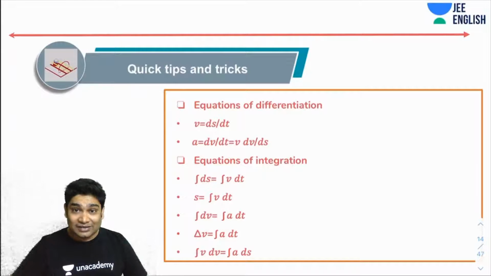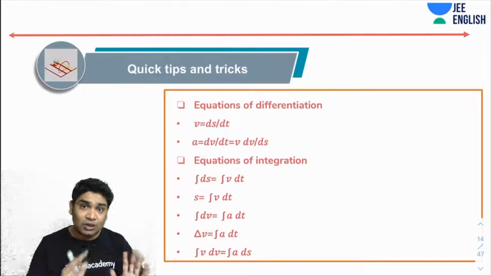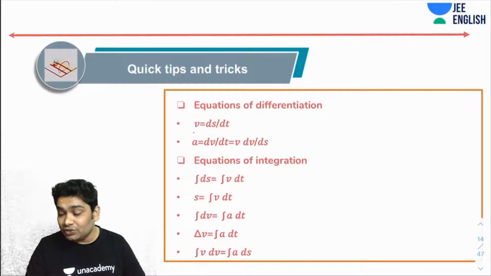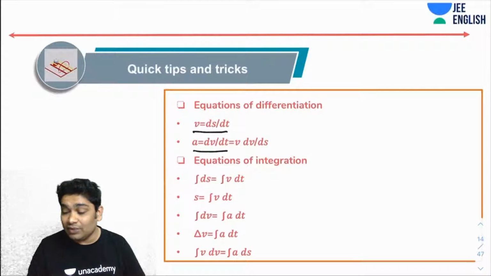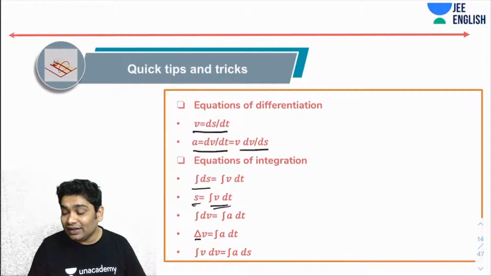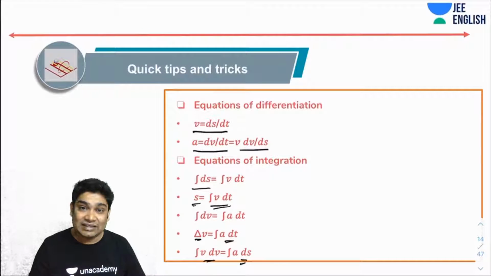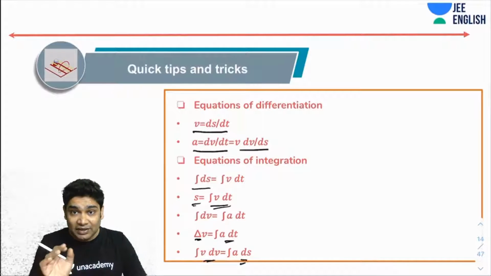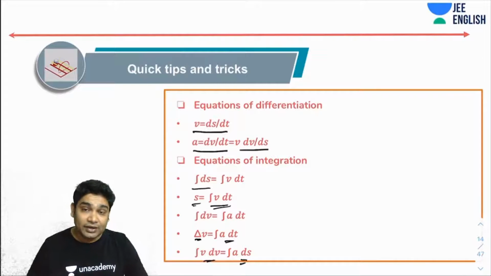Now there are some quick tips. There are usually equations of differentiation and equations of integration, and this is how you can go from one variable to another depending on what has been given to you and what has been asked. So you will use v equals ds by dt, then a equals dv by dt, which is also equal to v dv over ds. Then s is the integral of v dt, delta v is the integral of a dt, and the integral of v dv is equal to the integral of a ds. These are the equations of differentiation and integration you can use to go from one variable which was given to you to an unknown variable which you need to find.